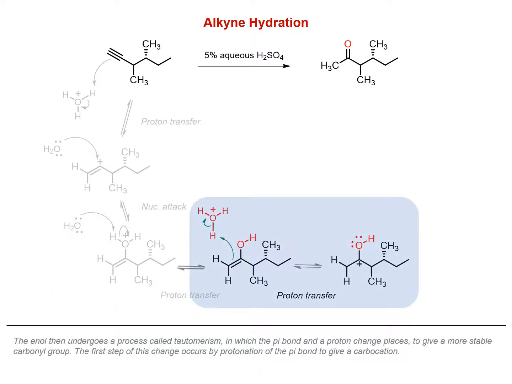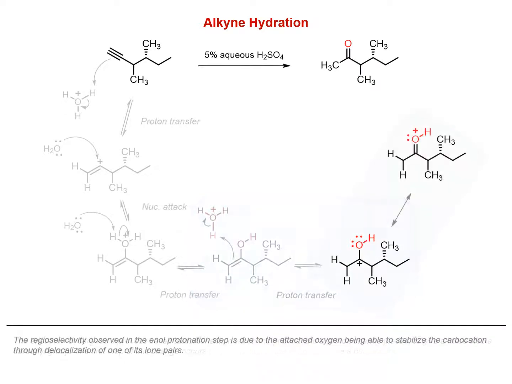The enol then undergoes a process called tautomerism, in which the pi bond and a proton change places, to give a more stable carbonyl group. The first step of this change occurs by protonation of the pi bond to give a carbocation. The regioselectivity observed in the enol protonation step is due to the attached oxygen being able to stabilize the carbocation through delocalization of one of its lone pairs.